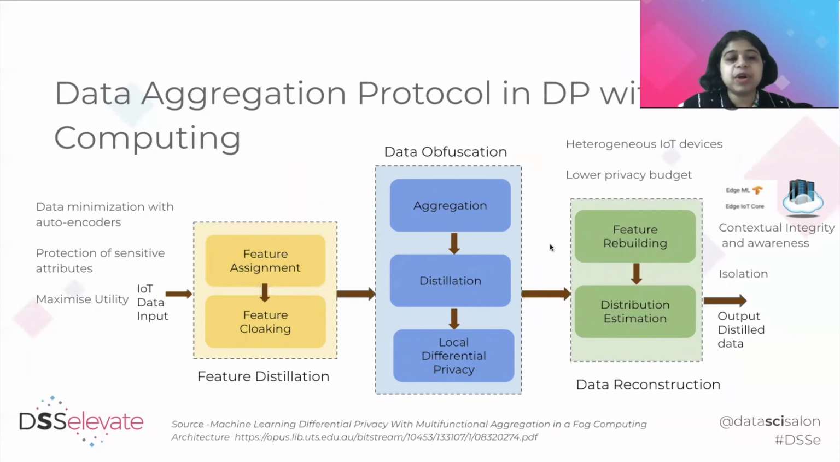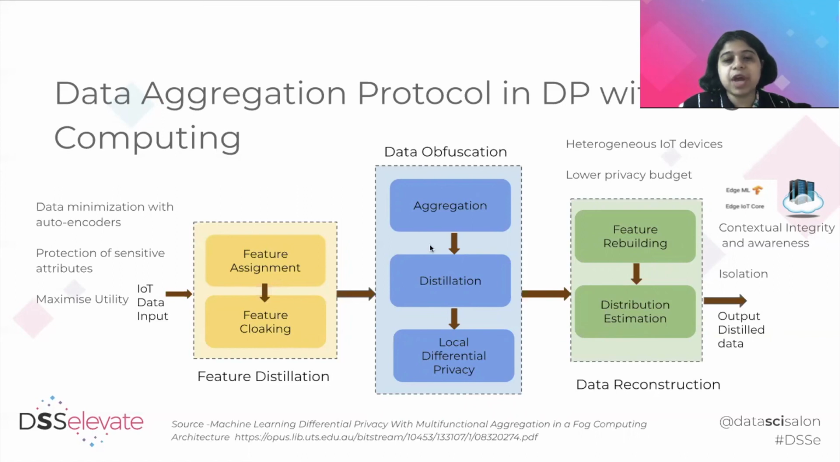In fog computing, for any infrastructure which is based on IoT, we should ensure data minimization techniques, such as those available with autoencoders. We protect the sensitive attributes. The first step, feature distillation, is a kind of feature engineering, or feature assignment, and feature cloaking, like converting the features to unique strings through numerous encoding functions and hash functions. After feature cloaking, every variable is represented by 0, 1.